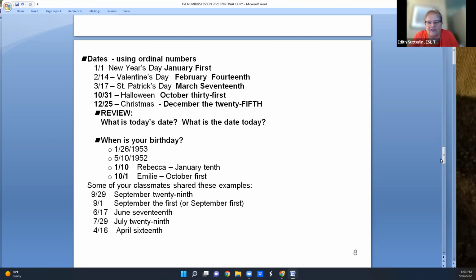When is St. Patrick's Day? That's a holiday when a lot of Americans will dress up in green and celebrate Irish traditions. So St. Patrick's Day is on March the 17th. March 17th.